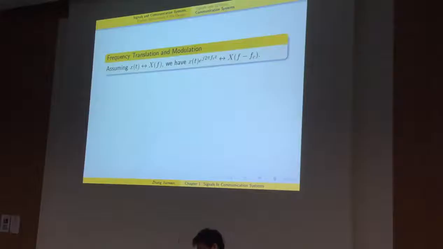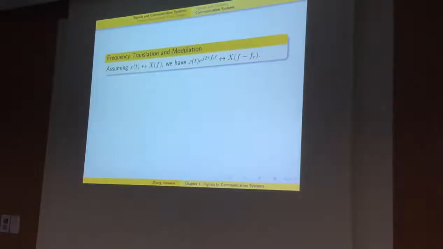Before we go to the filter design, maybe we look at the principle of how to do modulation. Assume the Fourier transform pair x(t) and X(f). If we multiply x(t) with a complex exponential function with very high frequency fc, where fc is very high compared with the bandwidth of x(t), the resultant Fourier transform of this signal is going to be this one.